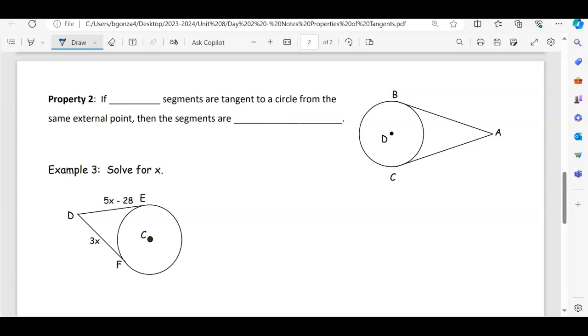Look, now, instead of one tangent and a radius making a right triangle, what if we have 2 tangent lines or 2 tangent segments? So if 2 segments are tangent to a circle from the same external point, then the segments are congruent. Write that down. So again, one tangent segment that touches it once, another tangent segment that touches it once. It looks like that picture. If you see that picture, then you know that this segment and this segment are congruent.